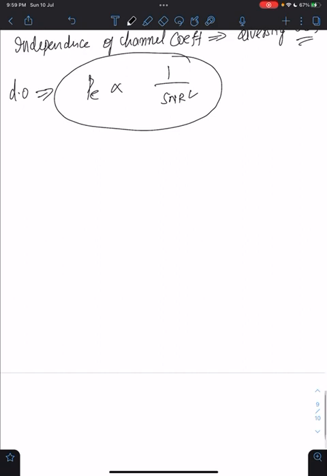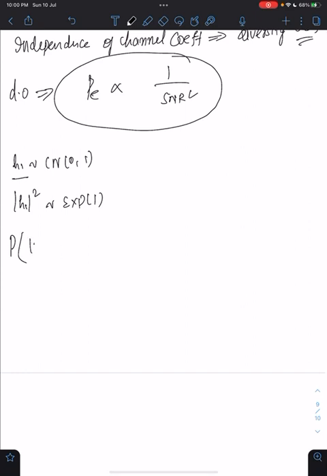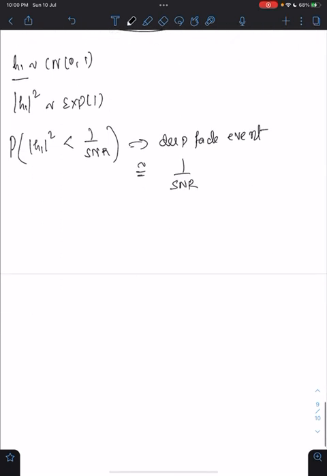And we modeled, and this is also a standard fact, that H1 is a complex Gaussian random variable, CN(0, 1), right? So if H1 is CN(0, 1), mod of H1 square is exponential with mean 1. All right. So the probability of mod of H1 square less than 1 by SNR, this event is said to be a deep fade event. This is approximately equal to 1 by SNR itself, because it's an exponential random variable.